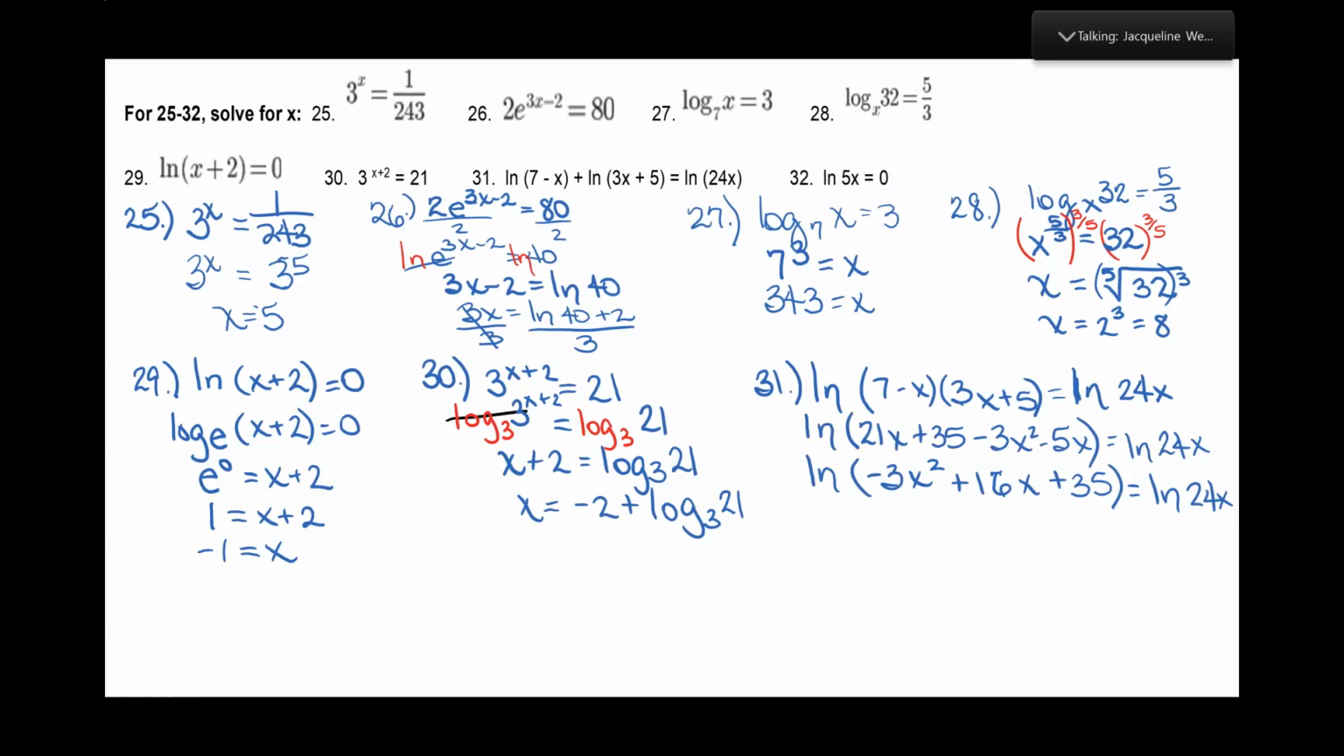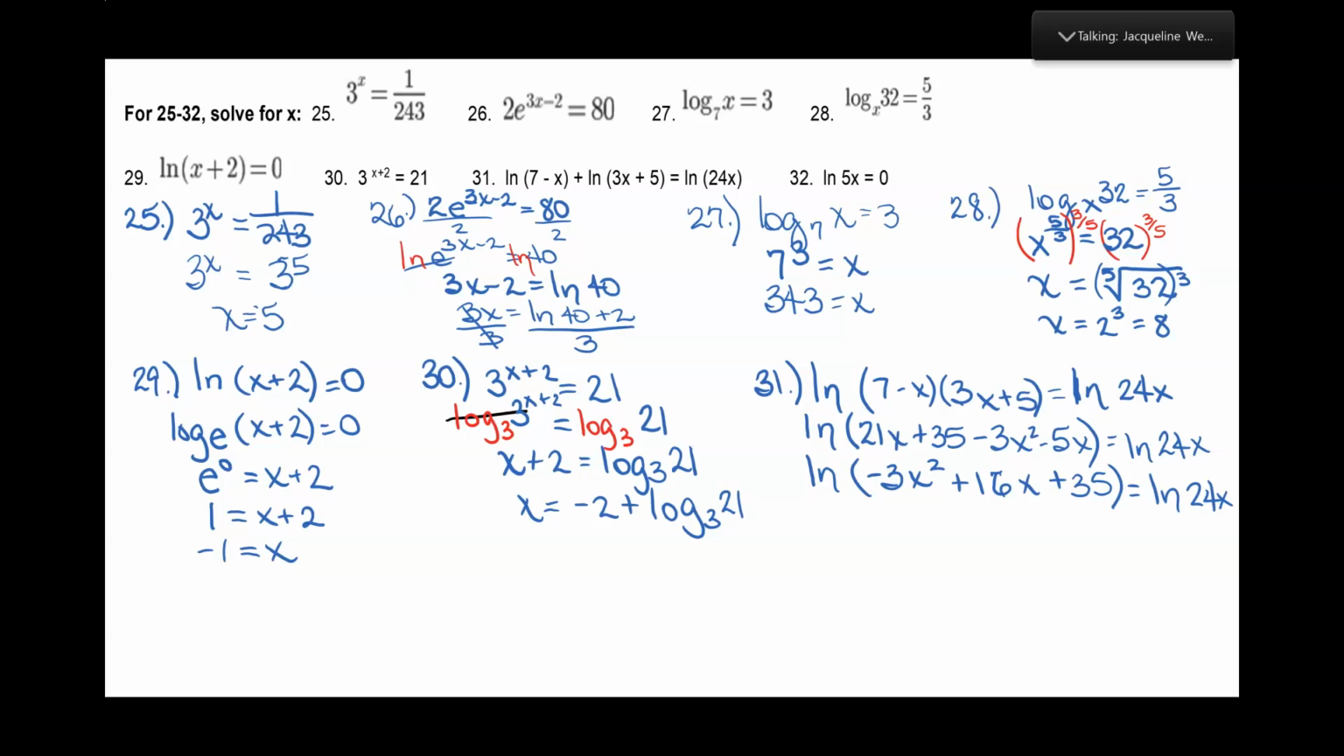So we're going to have 7 times 3x is 21x. 7 times 5 is 35. Negative x times 3x is negative 3x squared. And negative x times 5 is negative 5x. We could do a little bit of combining there, and I also put mine in descending power order so it looked more like a quadratic. So I did negative 3x squared, and then the 21x minus 5x gave us 16x, and then 35.